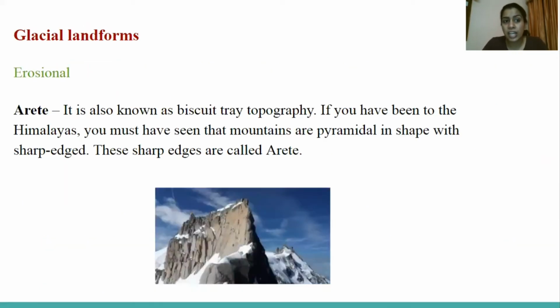The next are glacial landforms. So first one is erosional. So Ariti or Ariti, whatever you can say, it is also known as the biscuit tray topography. If you have been to the Himalayas, you must have seen that mountains are pyramidal in shape with sharp edge. These sharp edges are called Ariti.